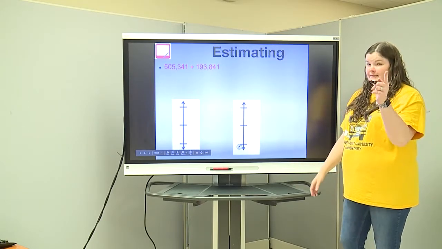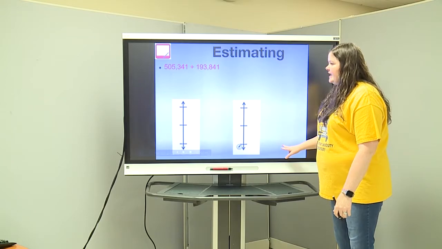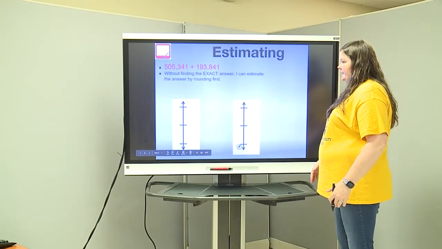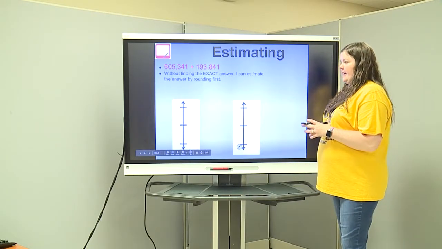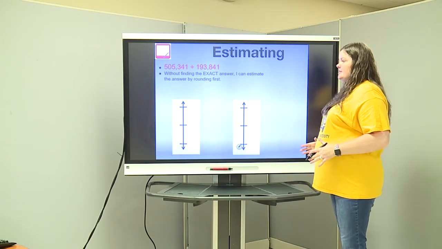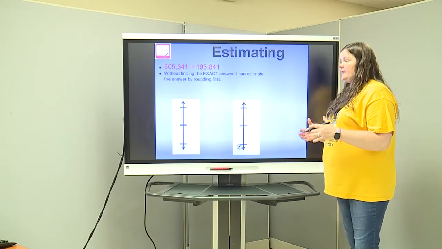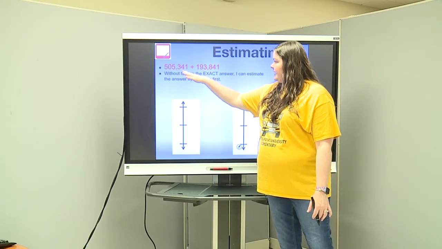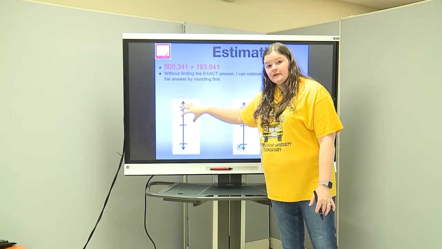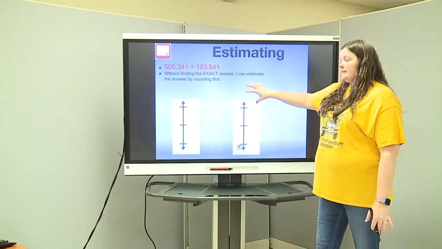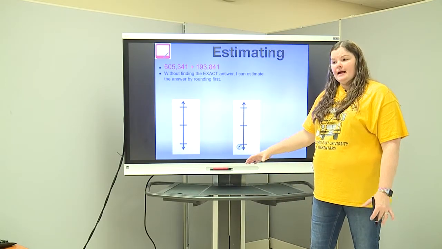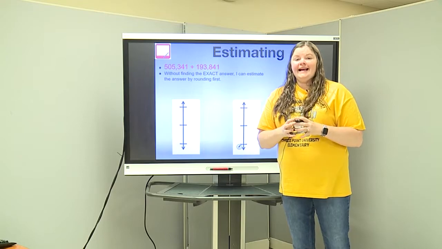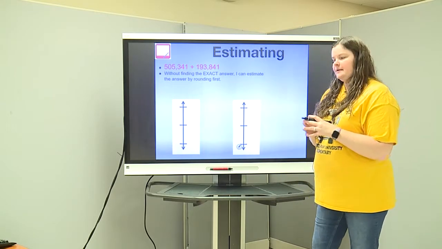All right, this one's a little different. This has two numbers that it wants us to add. It says, without finding the exact answer, I can estimate the answer by rounding first. So what I can do here is I can round the 505,341 on this number line. I can round my second number on the second number line, and then I can add them together. Okay, so let's do that.